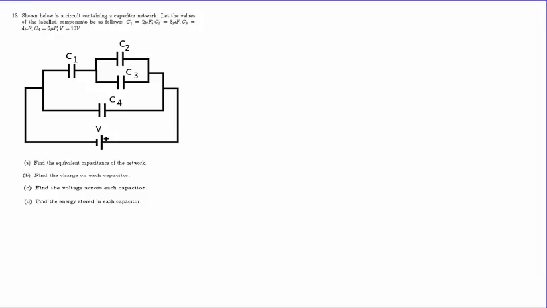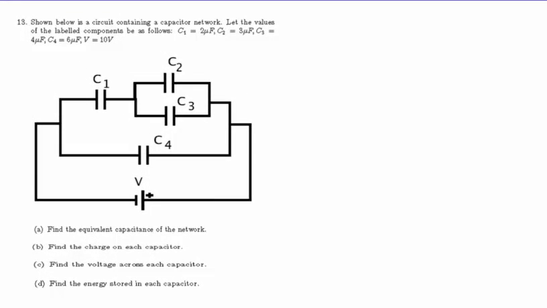Shown below is a circuit containing a capacitor network. Let the values of the labeled components be as follows. C1 is 2 microfarads, C2 is 3, C3 is 4 microfarads, C4 is 6 microfarads, and the battery has a voltage of 10 volts. After that, we are asked to find the equivalent capacitance of the network, the charge on each capacitor, the voltage across each capacitor, and the energy stored in each capacitor.